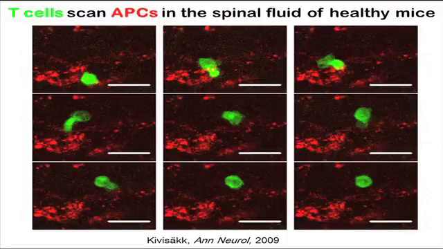In this healthy mouse, it doesn't find anything. So you can see in the middle left panel that process is being withdrawn. And the T cell then, in the middle panel, goes over to another antigen-presenting cell, makes another process, and scans the surface of that cell.